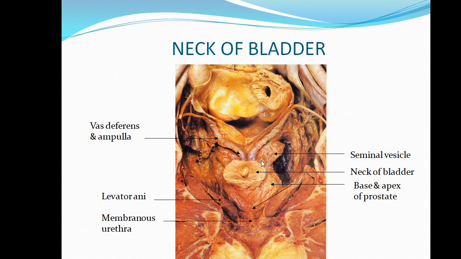Posteriorly here you can see the seminal vesicles, and this is the vas deferens. Here you can see the dilatation in the vas deferens, that is the ampulla. This is the ampulla of the vas deferens.